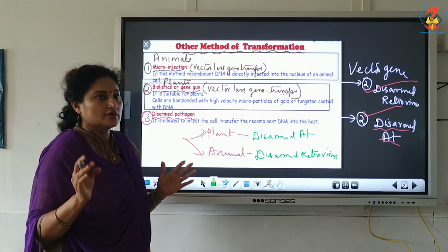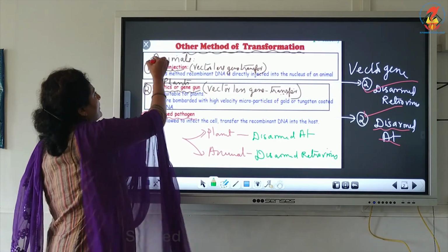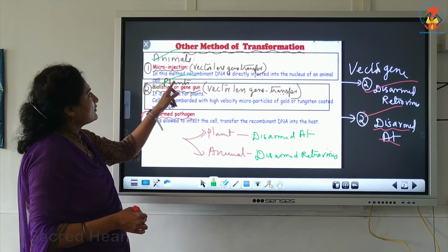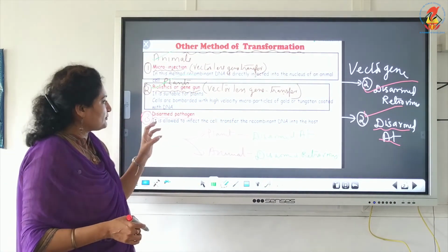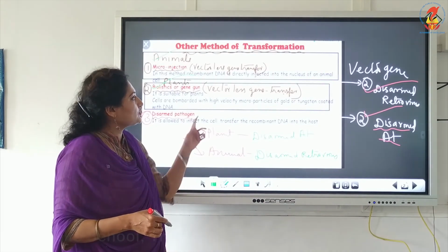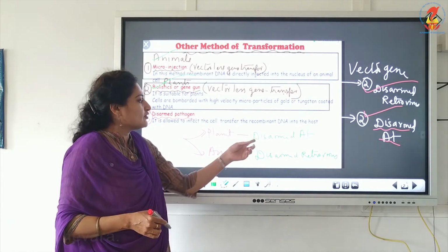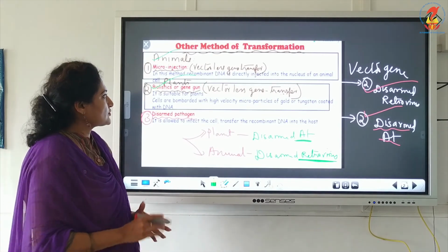So the usually used host is E. coli. Besides that, we can make use of animals or plants, and vectorless, it's microinjection in animals, and for plants it is biolistics. But if we want to make use of plants and animals without using these instruments, then we have to go for disarmed pathogens. For plants, disarmed Agrobacterium, and for animals, disarmed retrovirus.